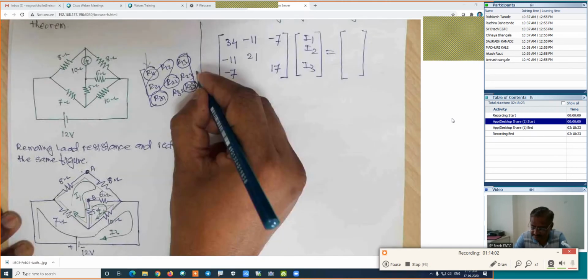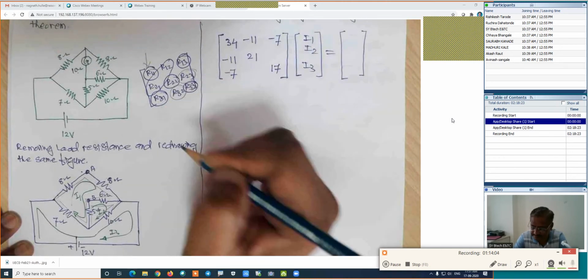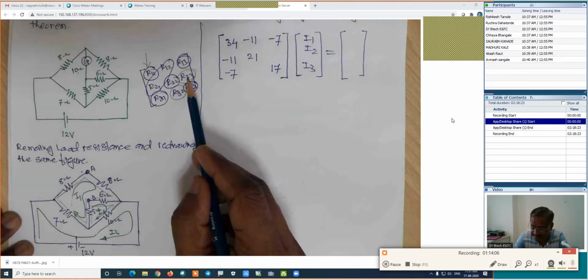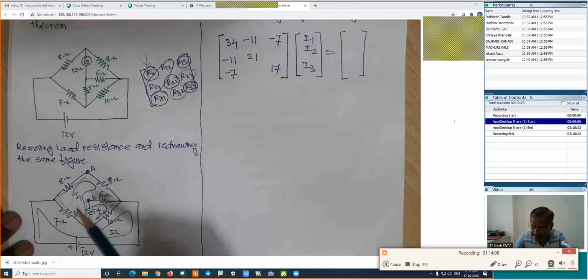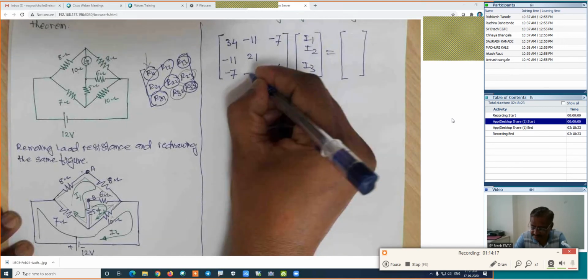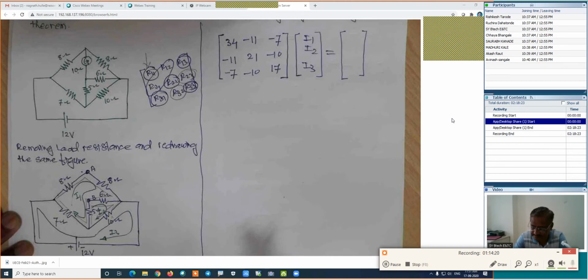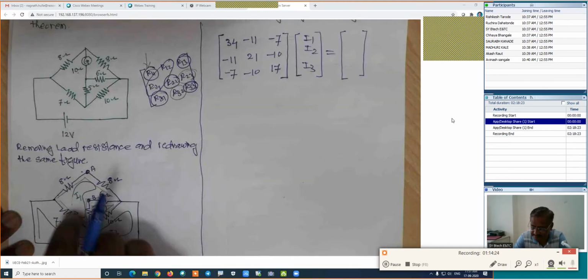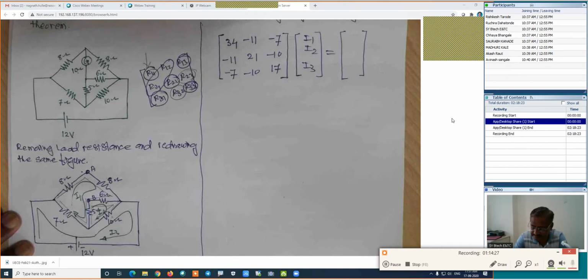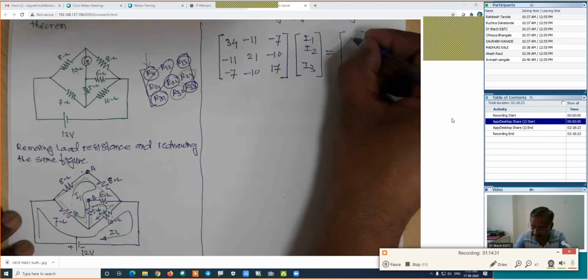Next is R23 and R32, the resistance which is common for the second and third or third and second loop. This is my second loop and this is my third loop. Which resistance is common? This only, that is minus 10 and this is again minus 10. Is it right? How much is the constant for the first loop? There is no source in the first loop. You will travel with the direction of current. There is no source. That's why there is 0 constant for the first loop.